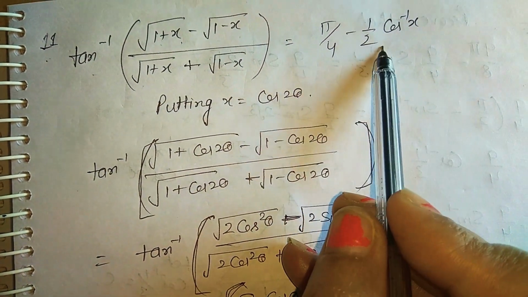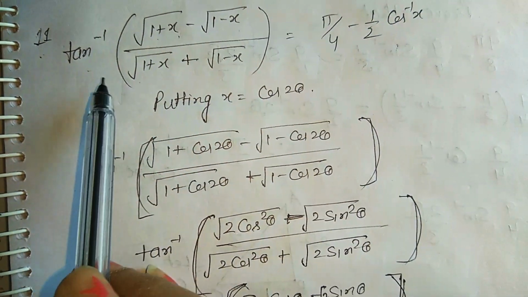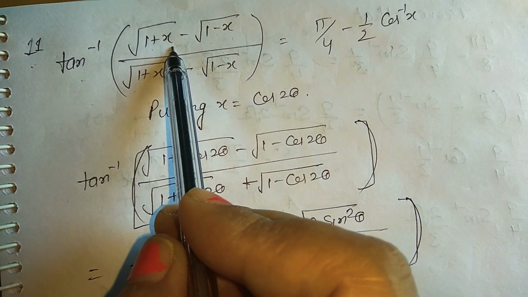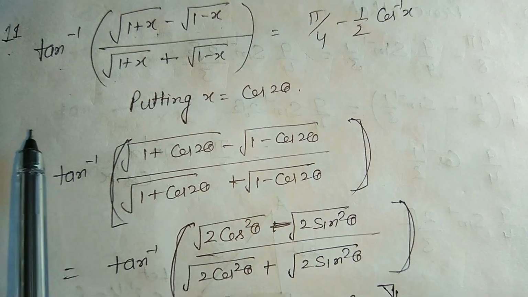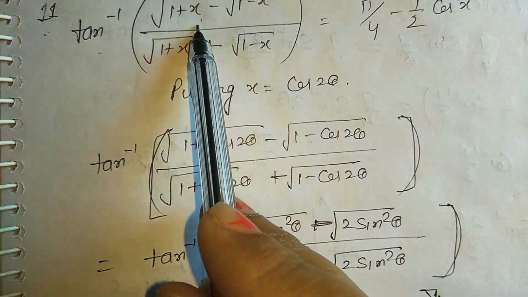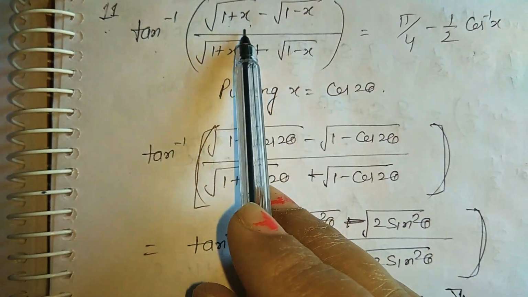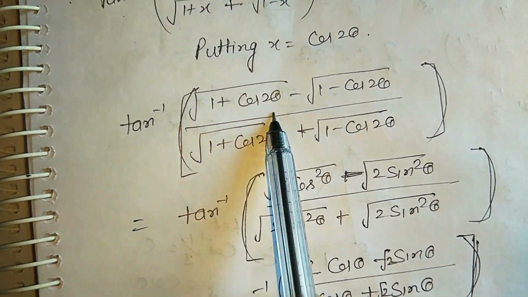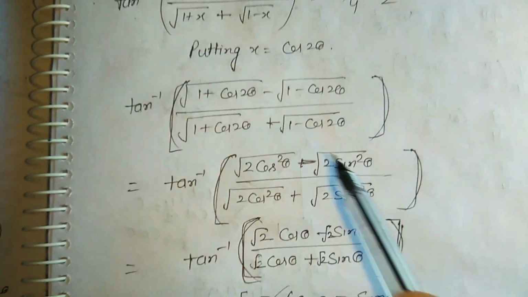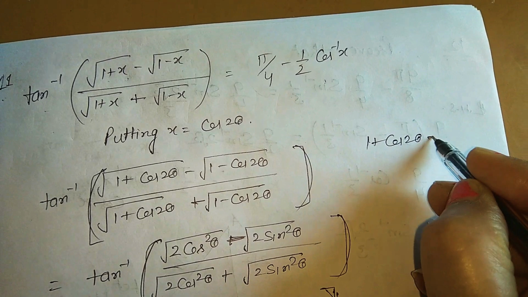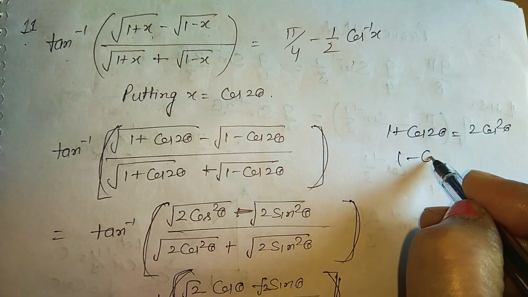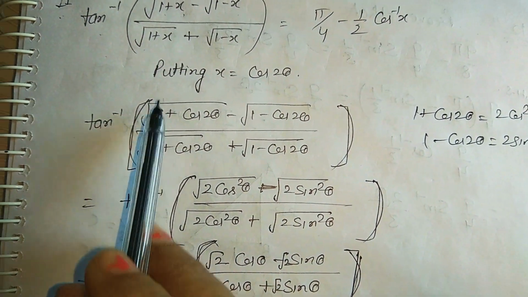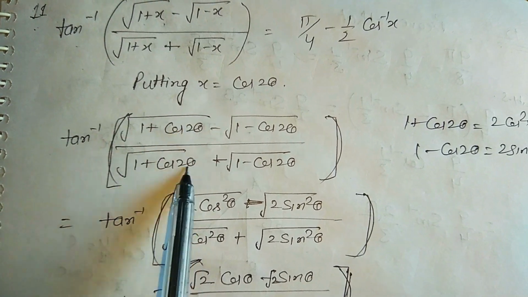Now, in the 11th question, we have to prove tan inverse of (root(1 + x) - root(1 - x)) over (root(1 + x) + root(1 - x)) is equal to pi/4 minus half of cos inverse x. In question number 10, x was placed as sin x. We can use x as sin theta, then we will get the same question as the 10th. But in this question, I am putting x equal to cos 2 theta, because we know the formulas of 1 plus cos 2 theta and 1 minus cos 2 theta: 1 plus cos 2 theta is 2 cos square theta, and 1 minus cos 2 theta is 2 sin square theta. So I am putting x as cos 2 theta in the numerator and denominator.